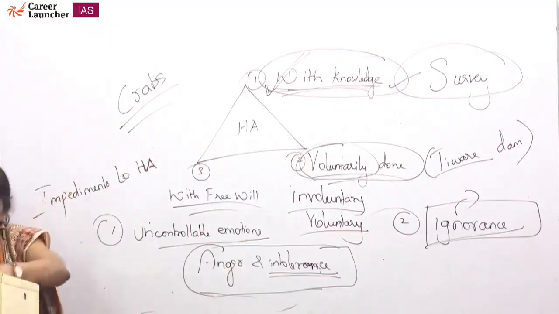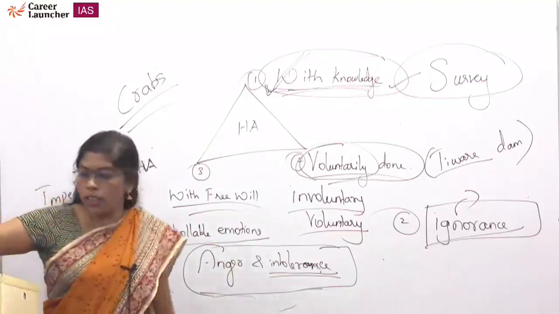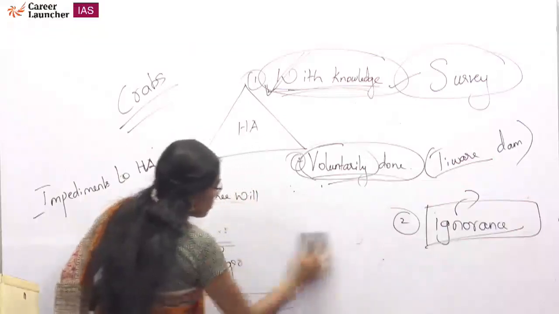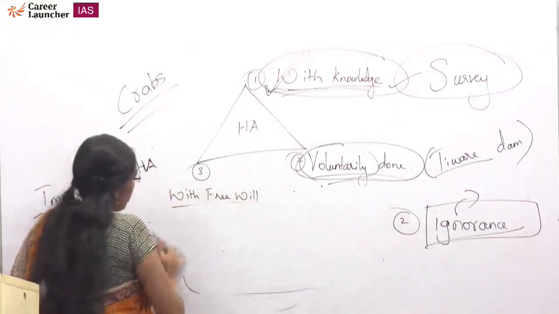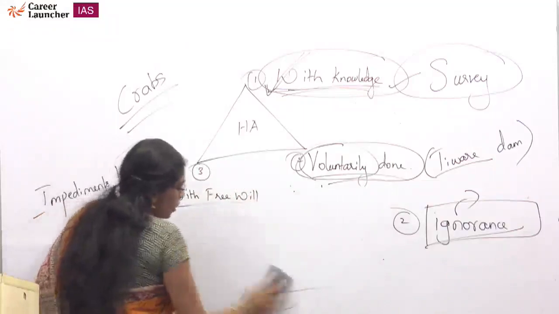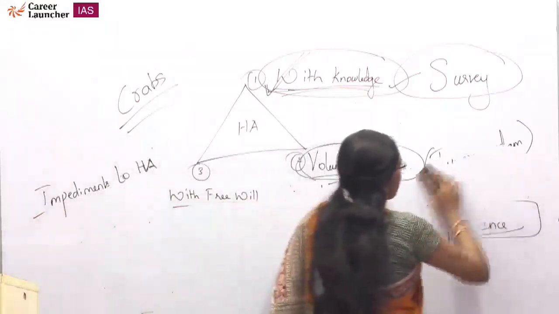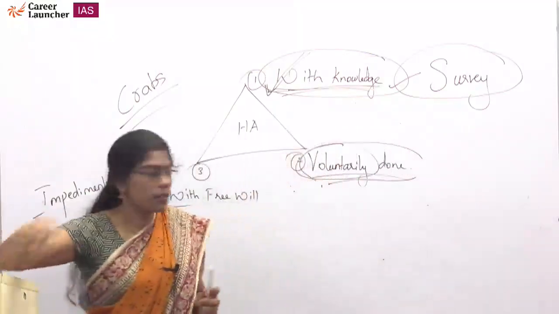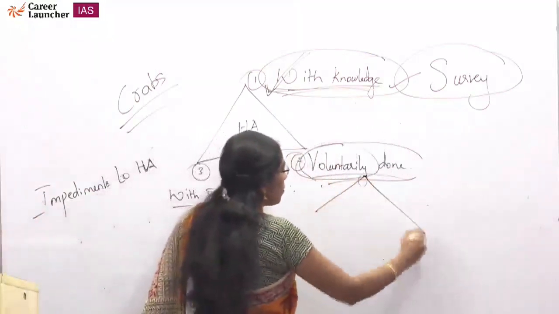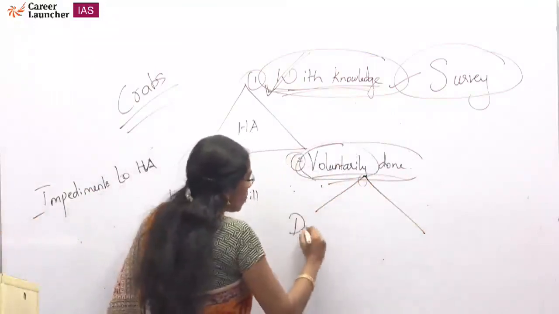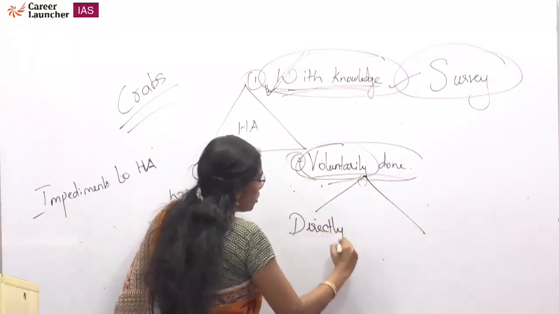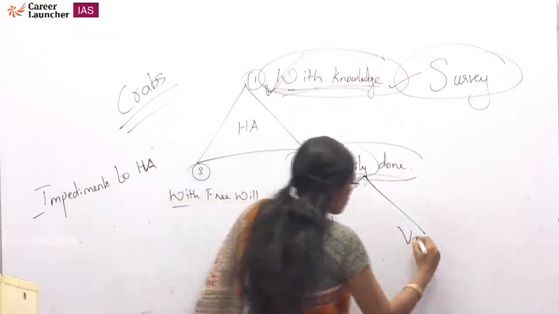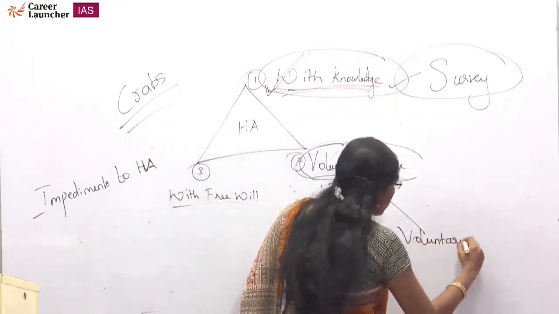Then you have to learn two things from voluntary. There are two types of voluntariness. Understood till this? The complete control is in your hand. That is voluntary. You are controlling your actions. Nobody is doing it in your place. In this voluntary, we are going to split this into two: directly voluntary, and voluntary in cause. Two types of voluntary are there.